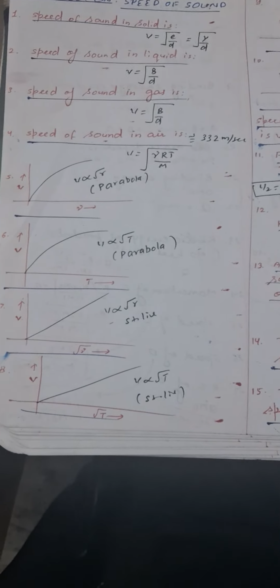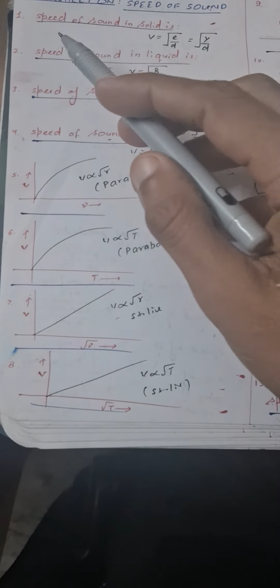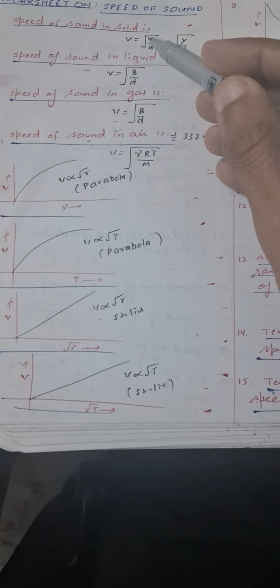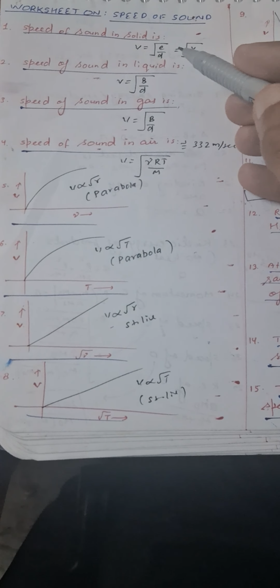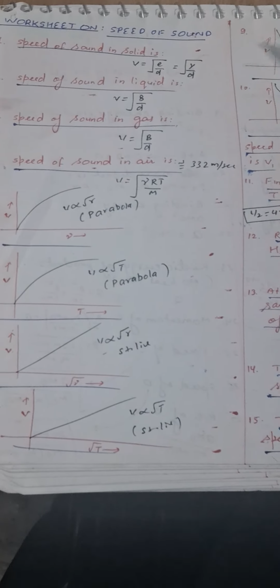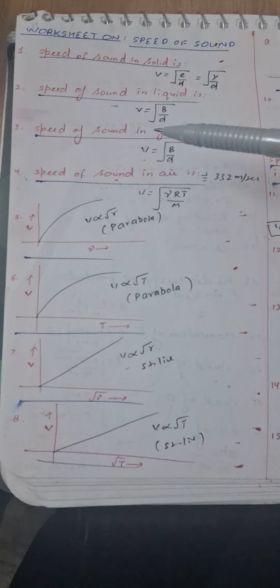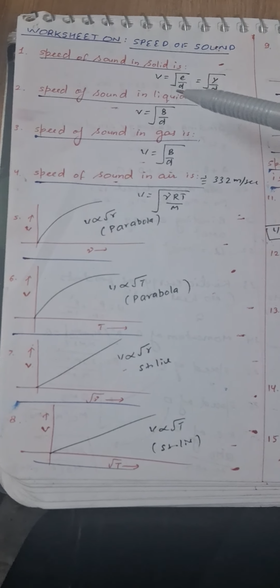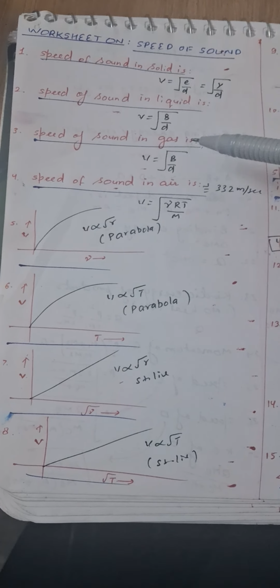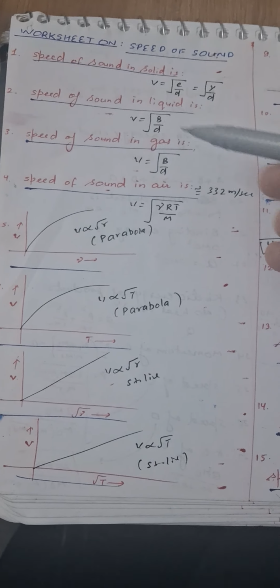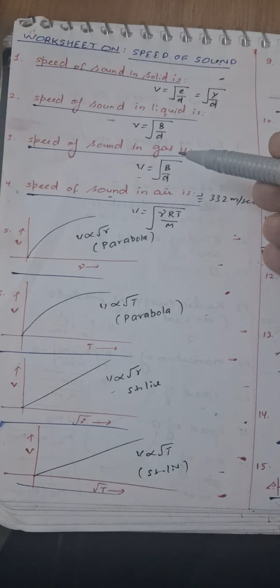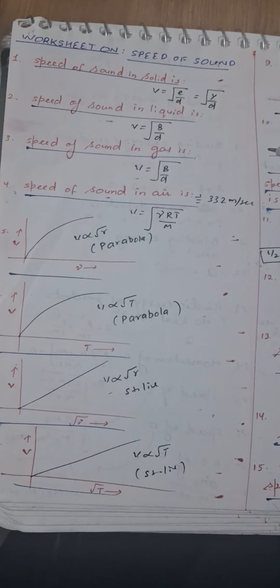So here is the worksheet on speed of sound. The first question is the speed of sound in a solid. It is given by root of E by D, where E is the elasticity coefficient, and for a solid this is given by the Young's modulus. So the speed comes out to be root under Y by D as far as a solid is concerned. Then speed of sound in liquid. In liquid, elasticity is given by the bulk modulus, and for a gas also elasticity is given by the bulk modulus. So in liquids as well as in gas, speed of sound is root under B by D.